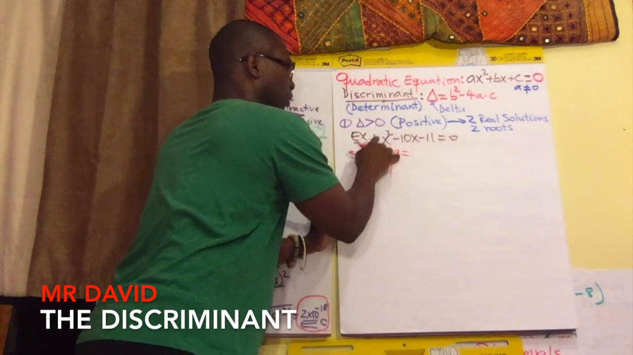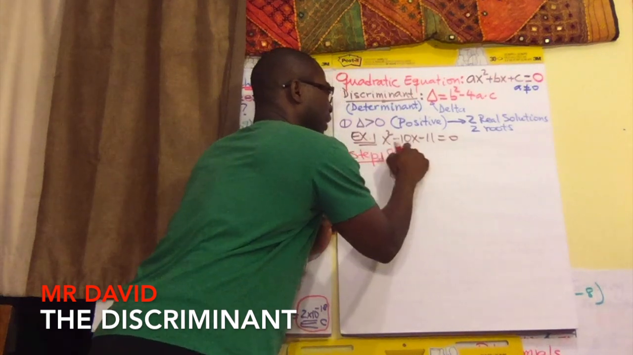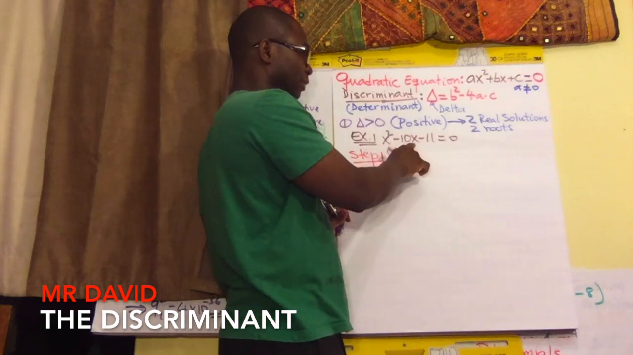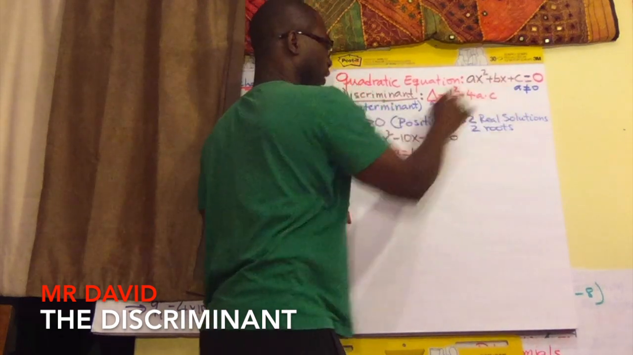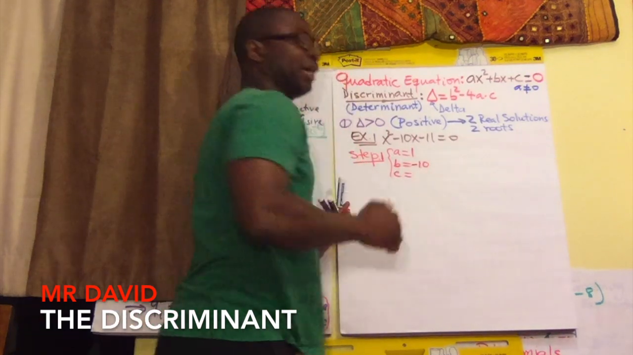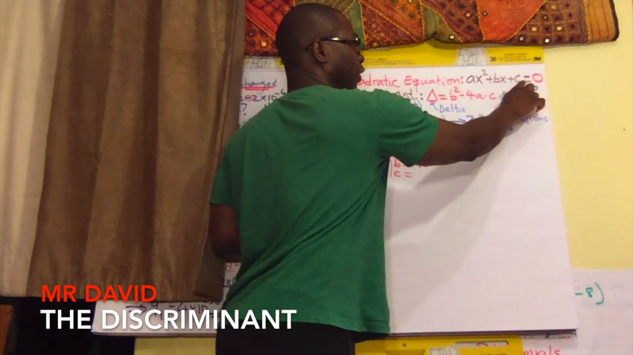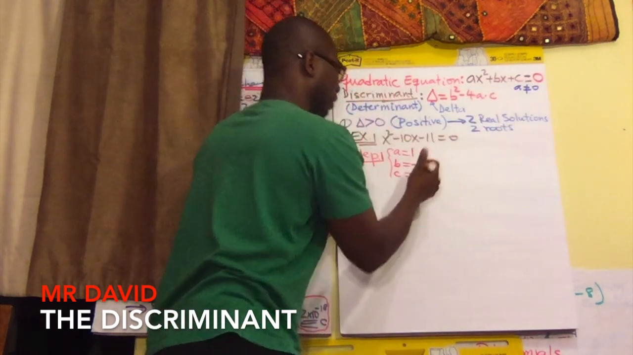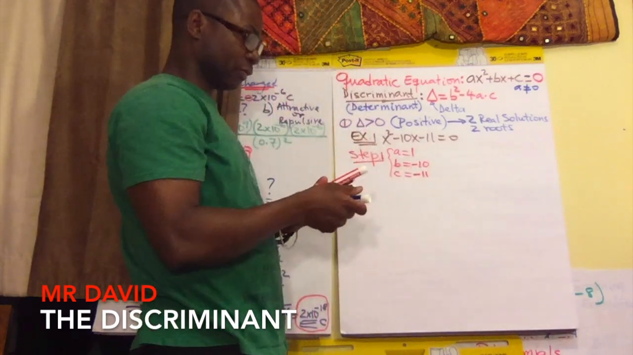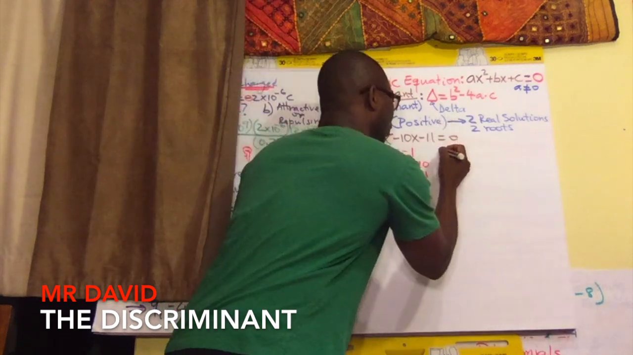A is 1, right? There's a visible 1 in front of x squared. B is negative 10. Remember, b is the coefficient of x, so b is in front of x: negative 10. And c is just the constant. It has no variable in front of it. So c is right here, negative 11. Okay, that's step 1.